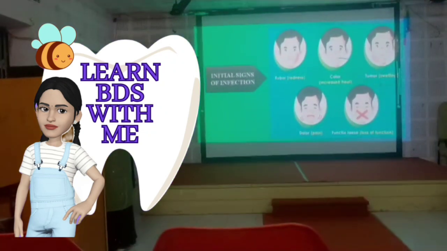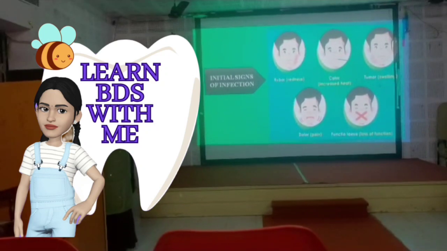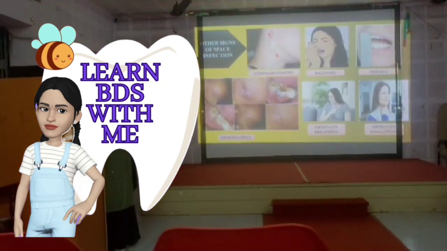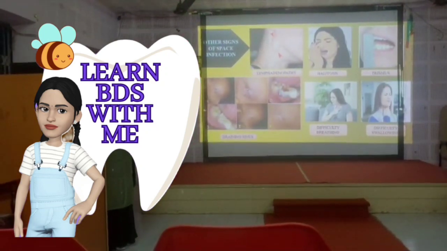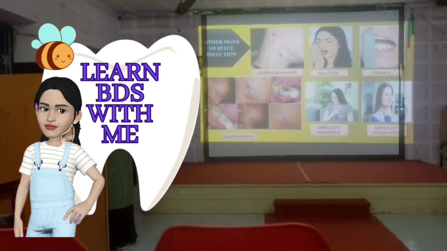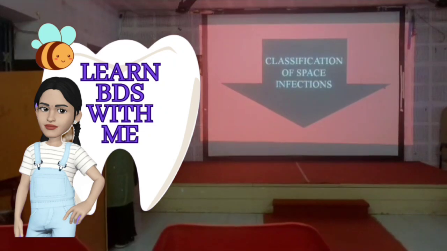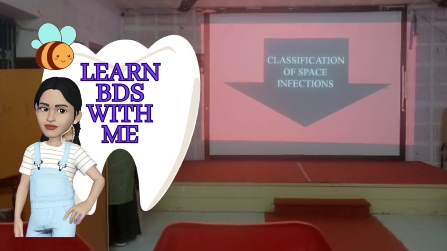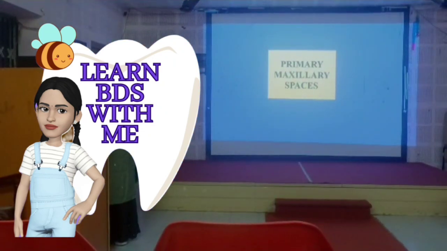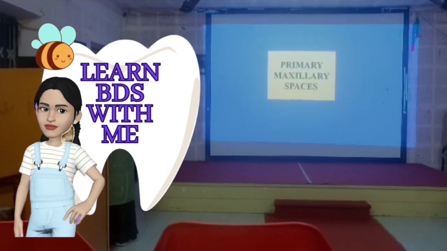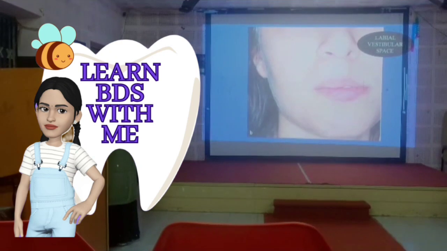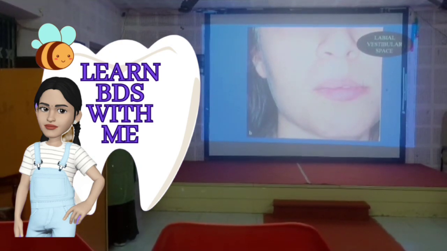Initial signs of infection are common as we see in any infection, and then other signs would be lymphadenopathy, halitosis, trismus, difficulty in swallowing and breathing, and draining sinuses can be visible. Next is classification of space infections. Primary maxillary spaces. Here the focus of infection is from the maxillary teeth. First is the labial vestibular space, where the swelling is seen near the upper lip and the philtrum is getting obliterated because of that.